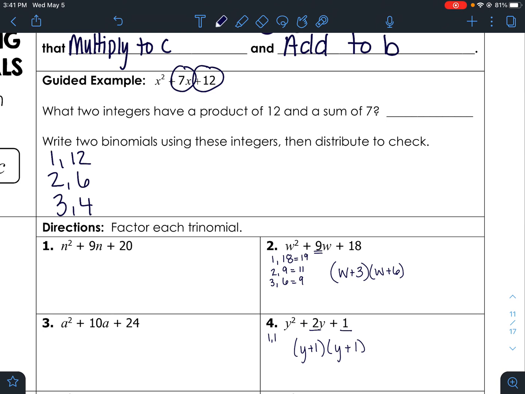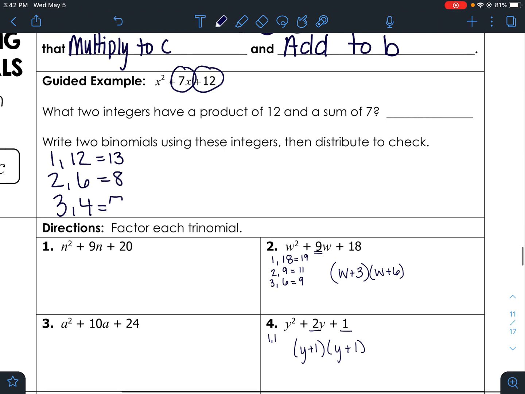Now that I have all of my pairs here, I'm going to see which one of those pairs will add to be 7. 1 plus 12 is 13. That's not it. 2 plus 6 is 8. Closer, but still not 7. Hey, here we go. 3 plus 4 is 7. Beautiful. So my final answer is going to be whatever your variable is. Here I'm going to have x plus 3 and x plus 4.